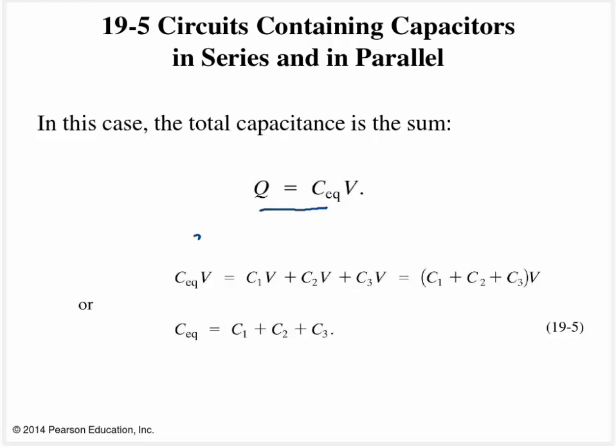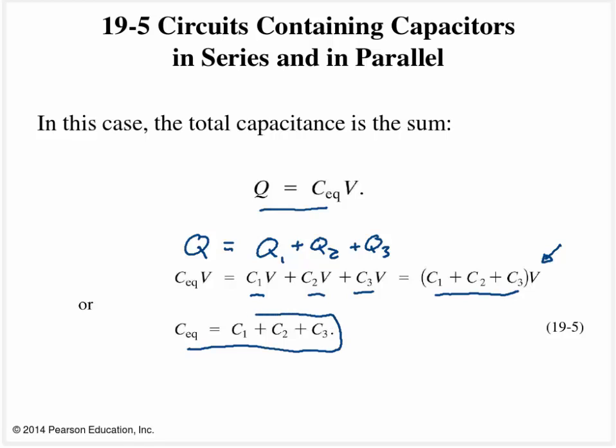We know that charge is a conserved quantity. So the total charge in the circuit must be equal to charge 1 plus charge 2 plus charge 3. So I can say that charge 1 is C1 V, same here and here. Pull out the constant V, and we're left with the equivalent capacitance being C1 plus C2 plus C3. Now this is the case for capacitors in parallel. Note that it looks very, very similar to resistors in series, so you have to be very careful. Are you dealing with capacitors or are you dealing with resistors?